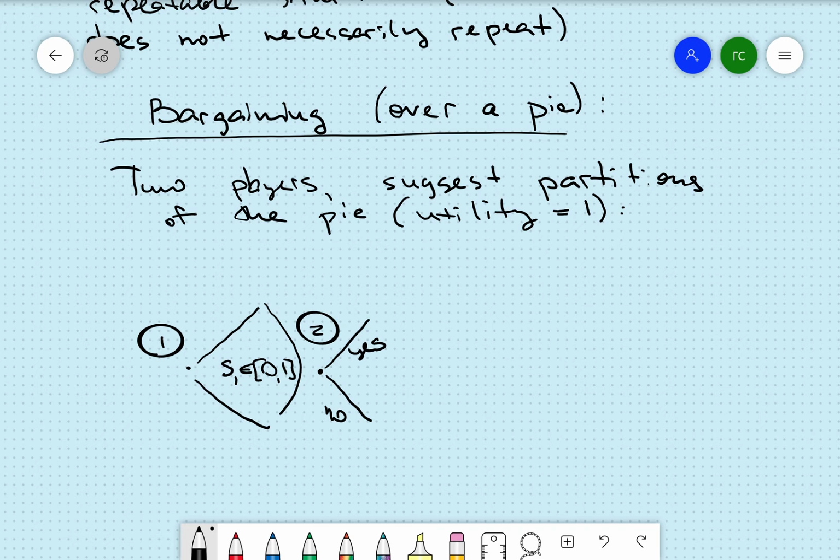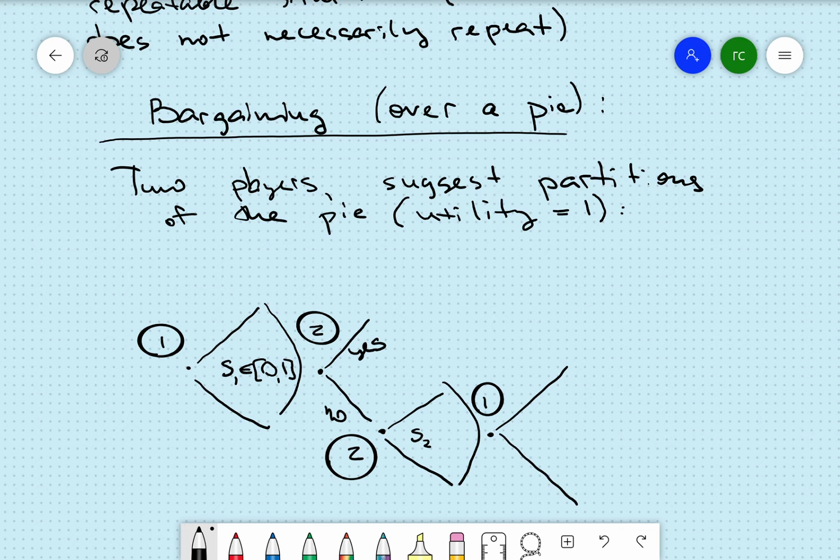If the second player says no, then it's the second player's time to propose some partition. So then the second player names some partition S2, right? And then it's the first player's time to say yes or no.